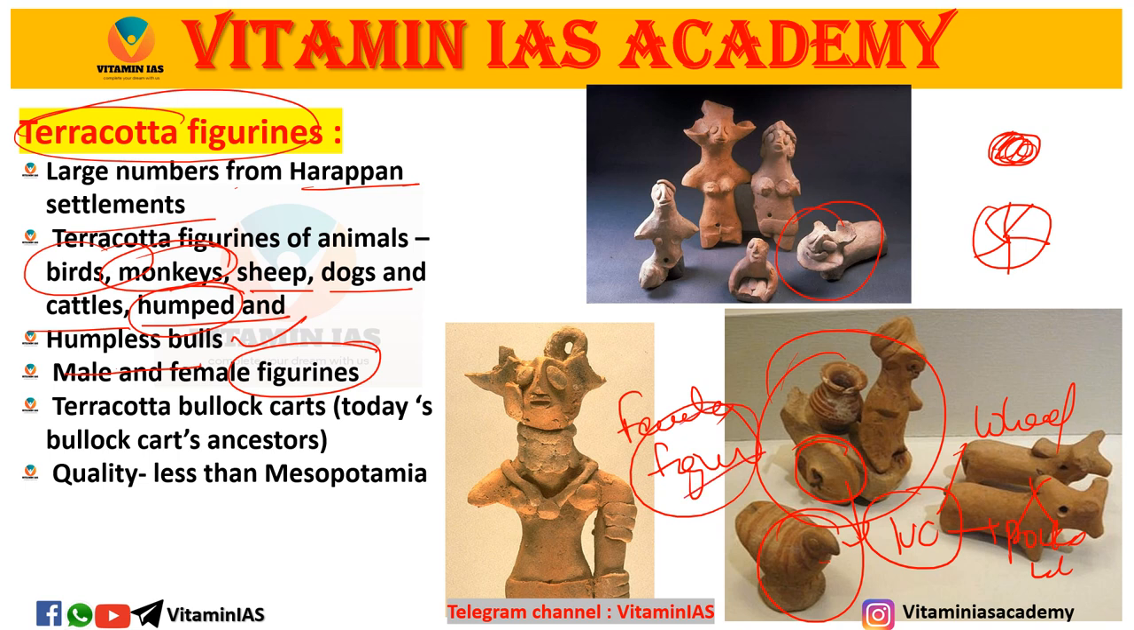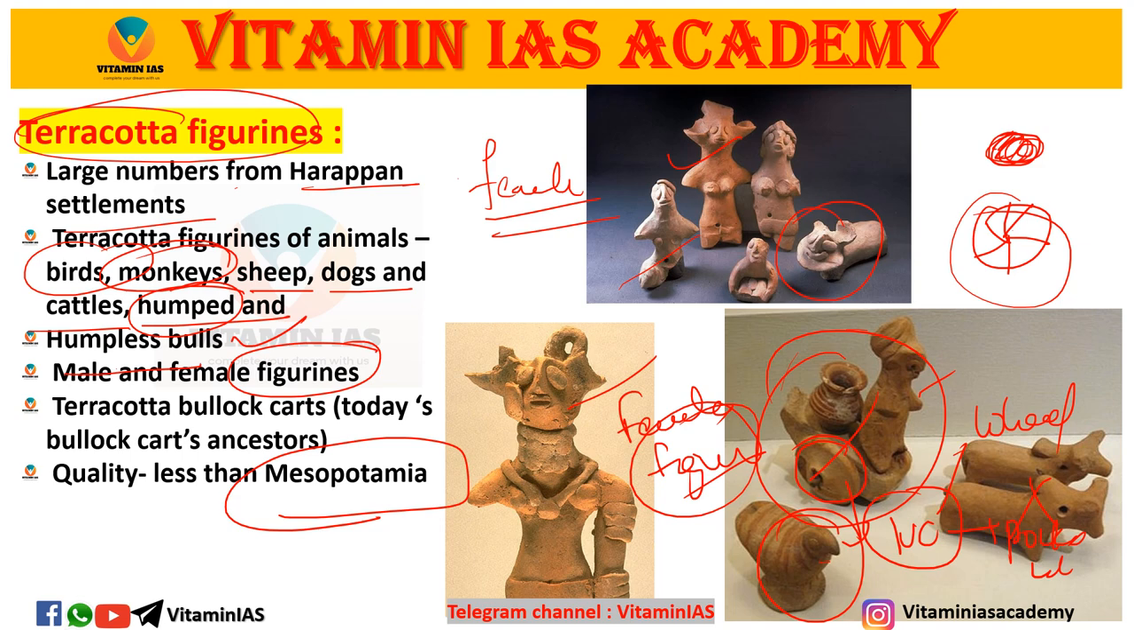The quality of these terracotta figures is less than that of Mesopotamia. IVC is famous for terracotta figures. We can see terracotta figures here, and mostly female deities. And birds, monkeys, sheep, dogs, cattle and humped bulls are there. Male and female figures are also there. Terracotta bullock cart, you can see here. They knew the wheel, but they did not know the spoked wheel.